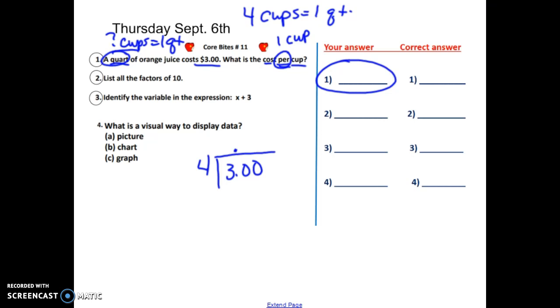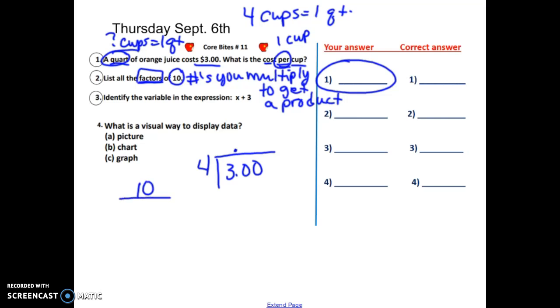Number 2 says to list all of the factors of 10. Factors are numbers that you multiply. Numbers you multiply to get a product. Pause your video and write that down. So you've got to think of all of the numbers that you can multiply to get 10. So down at the bottom of your handout, you just make a list of all of the different numbers that you can multiply together to get a product of 10. Pause your video and complete number 2.